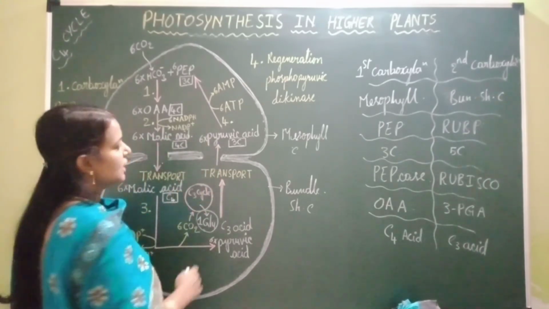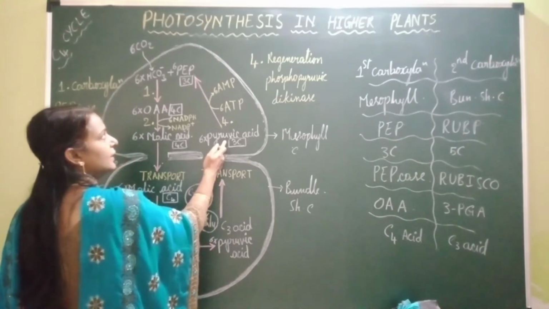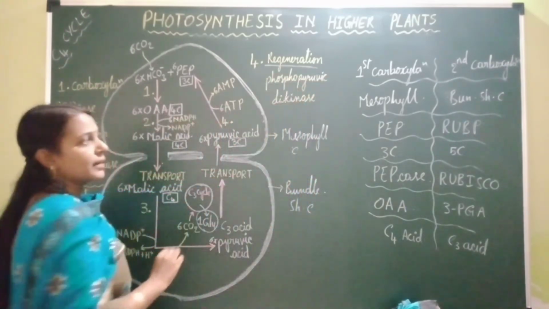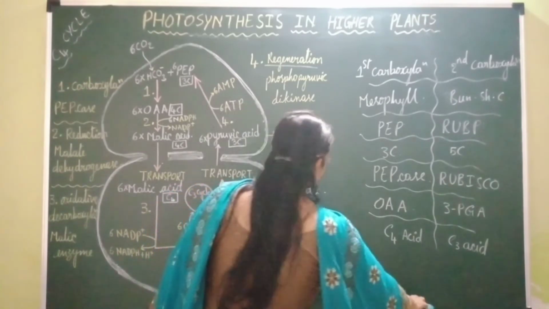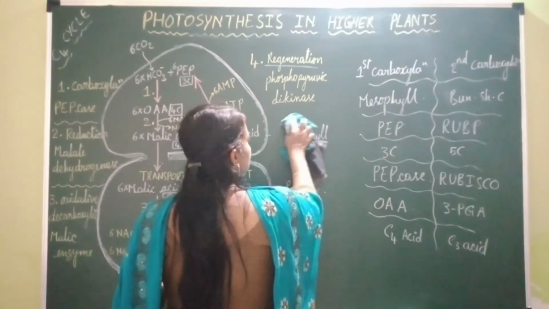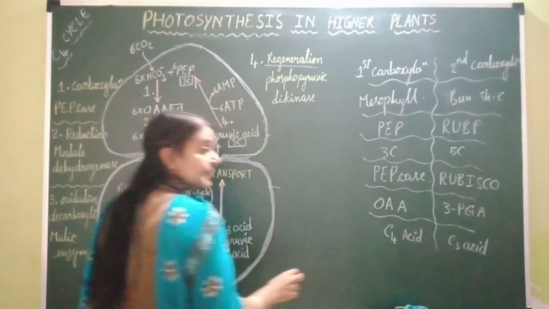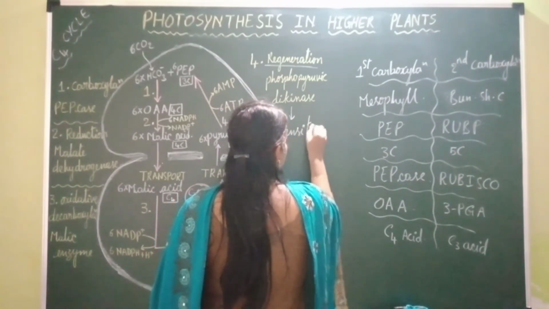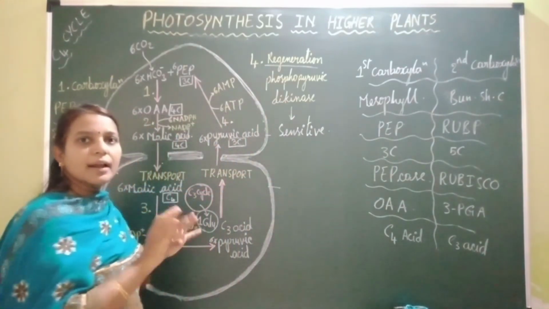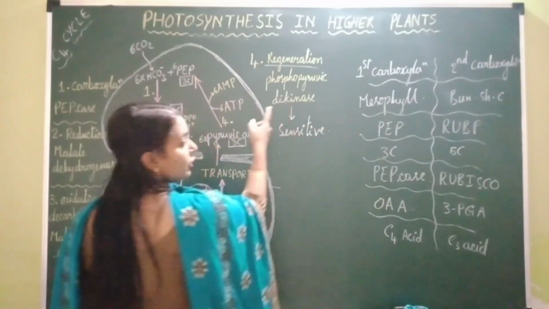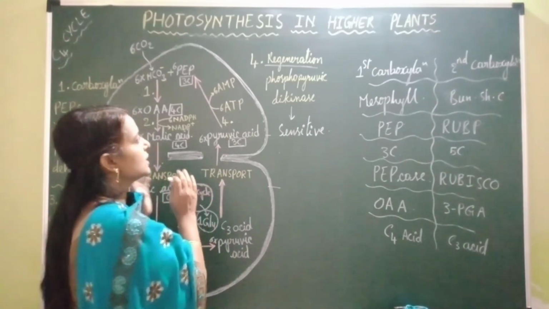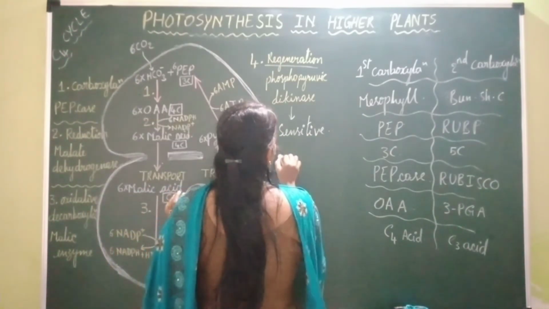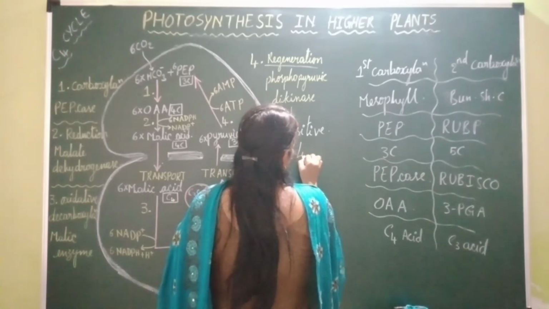through plasmodesmatal connections, and inside the mesophyll cell, this pyruvic acid undergoes regeneration into phosphoenol pyruvic acid. The step of regeneration is catalyzed by the enzyme pyruvate phosphate dikinase. This enzyme is very special because it is sensitive to low temperatures, and hence these C4 plants are adapted to tropical and subtropical regions. As this enzyme is sensitive to low temperature, the plants in which the C4 pathway occurs are adapted to tropical and subtropical regions. Sensitive to low temperatures.